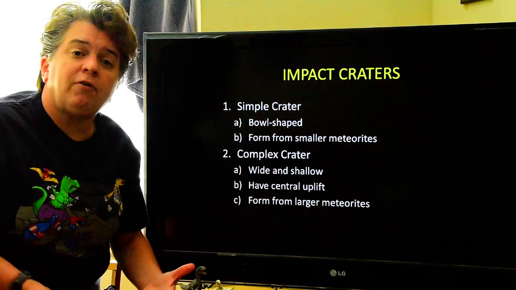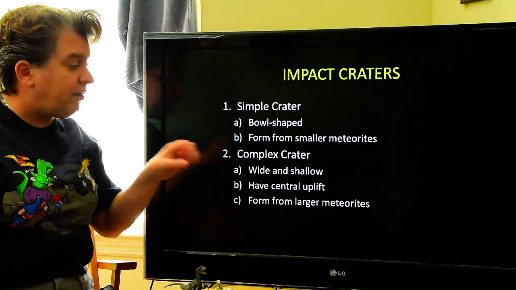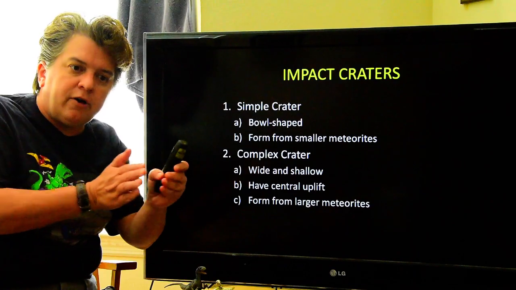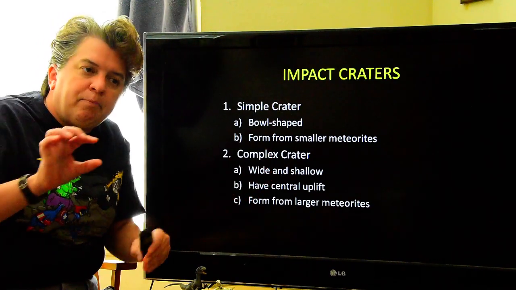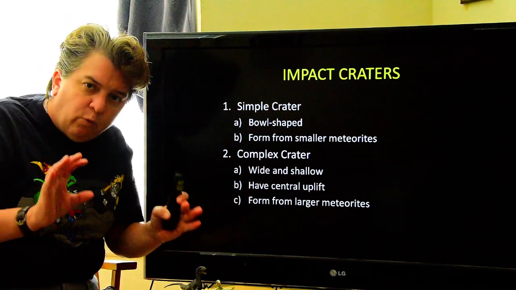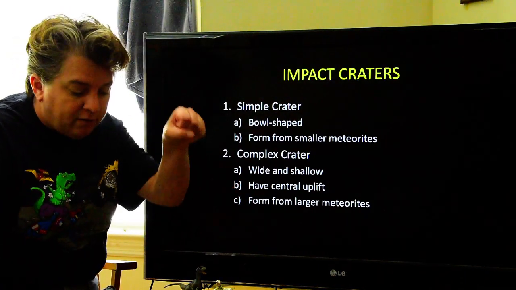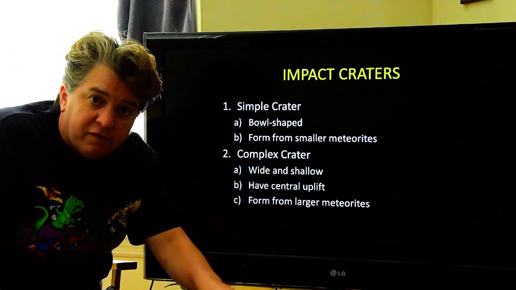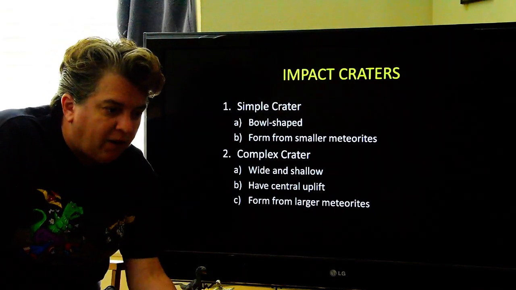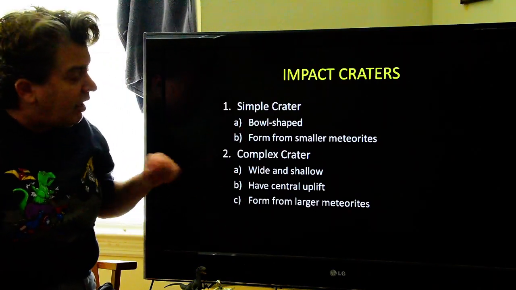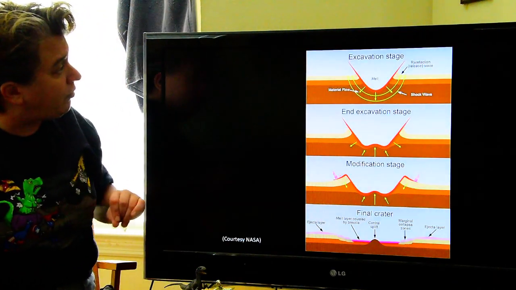Well, what happens if you have a larger meteorite hit? Well, then you get a complex crater developing. And these are going to be quite wide compared to their depth. So they're going to be really wide and shallow. They have a central uplift. So they got forced down with such force, the rocks kind of bounce back up in this central uplift. And these come from the much bigger meteorites.